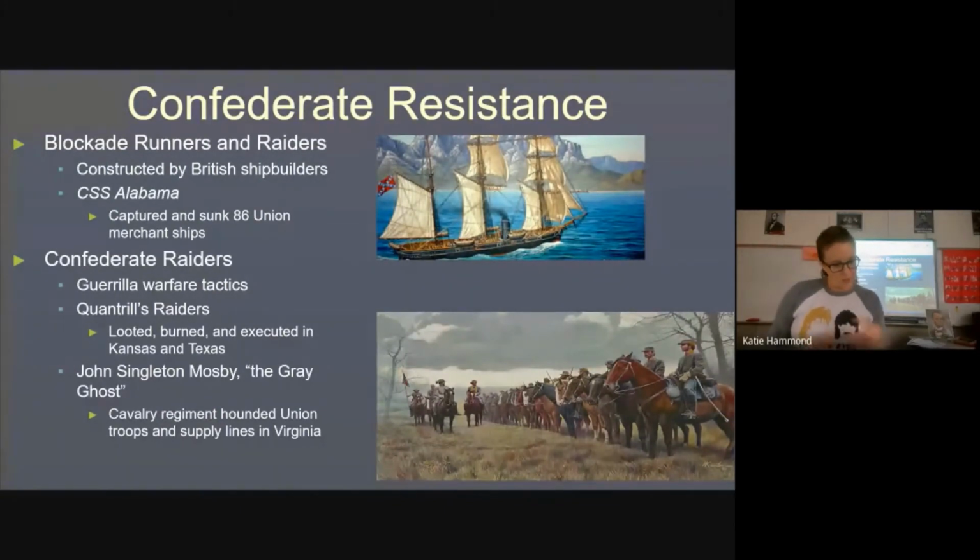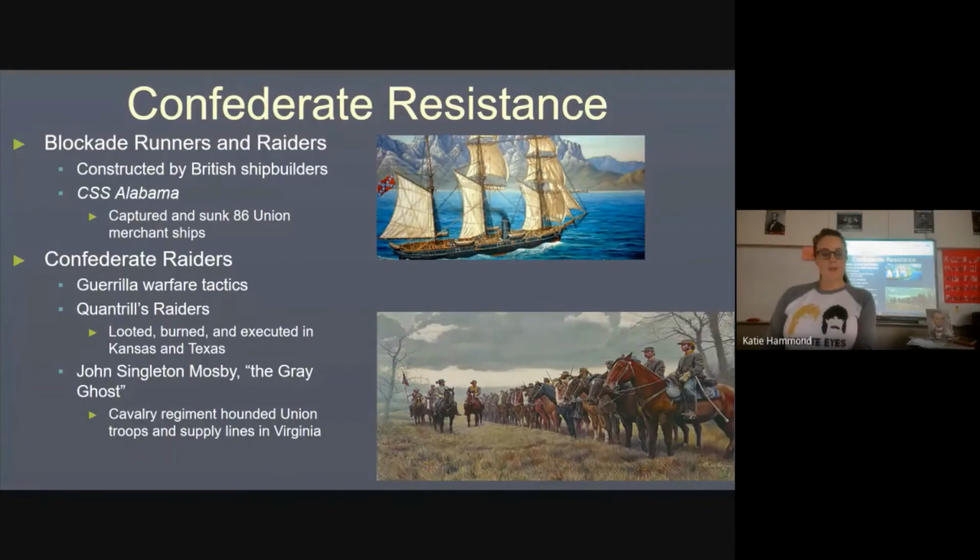So let's see. Also at the very top, there is the Merrimac versus the Monitor. The reason why we're going to talk about this, I told you this, the South could never permanently break through the blockade. This, though, is the closest the CSA got to breaking the blockade. Prior to the Civil War, there was an ironclad battleship called the USS Merrimac. But once the CSA controls it, they're going to call it the CSS Virginia.